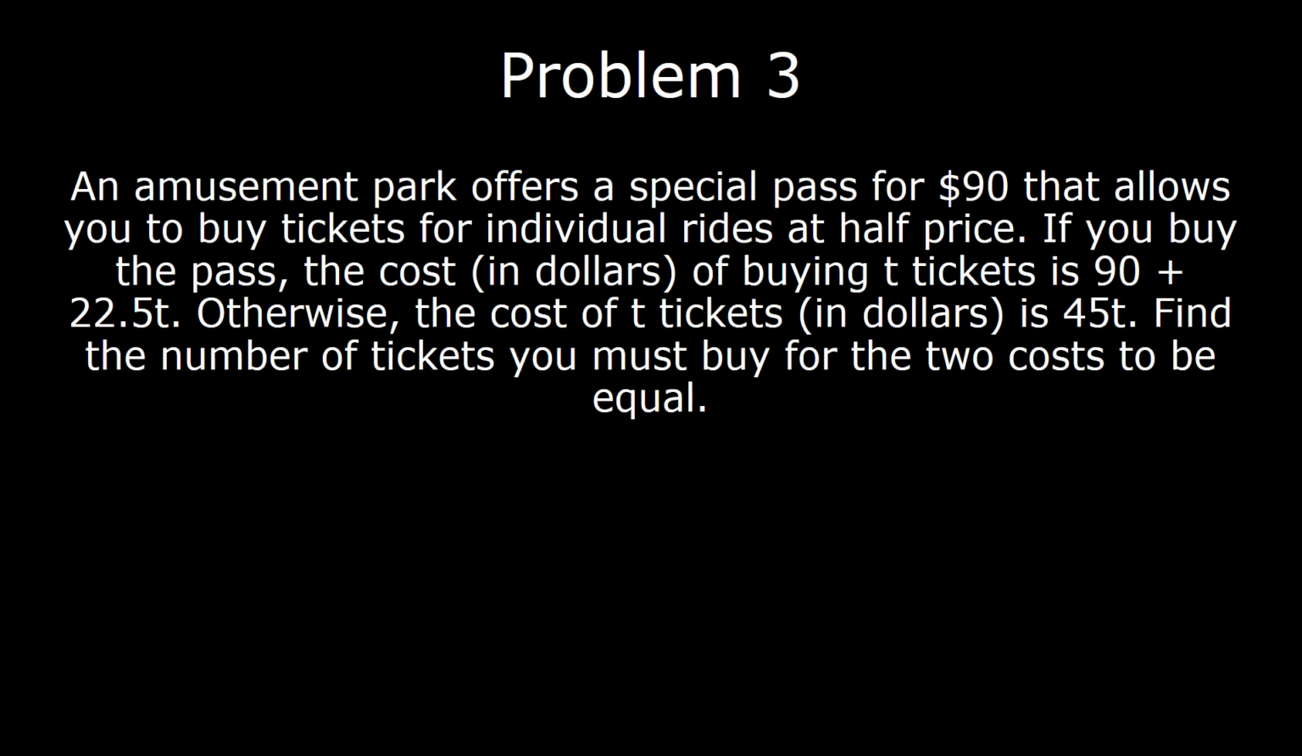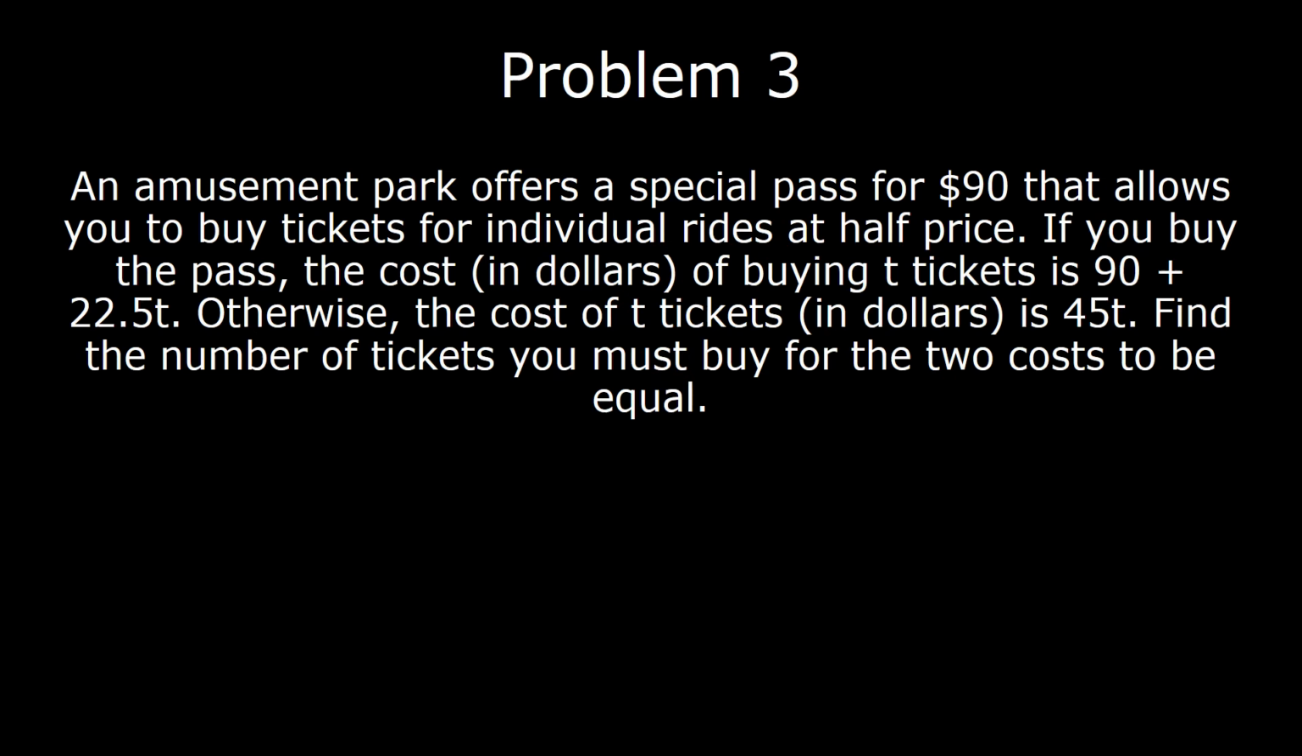So we will just equate the two expressions, cost with pass and cost without pass, and get the equation 90 plus 22.5t equals 45t and solve for t in it. So let's go ahead and do that. Transposing 22.5t from the LHS to the RHS, we have 90 equals 45t minus 22.5t. Now 45 minus 22.5 is actually nothing but 22.5 itself. So 90 equals 22.5t is where we have reached.